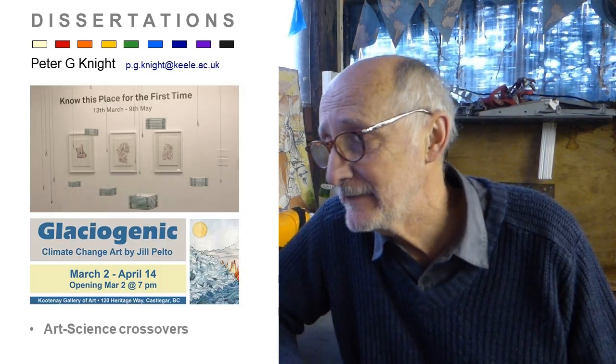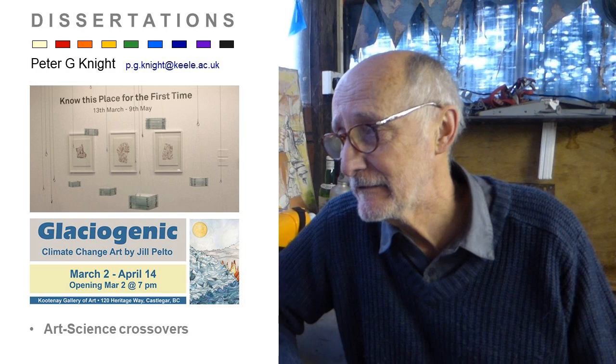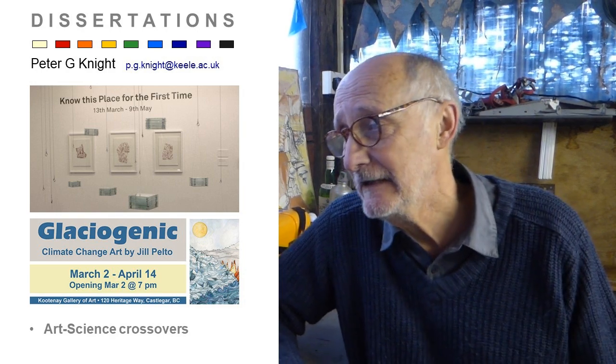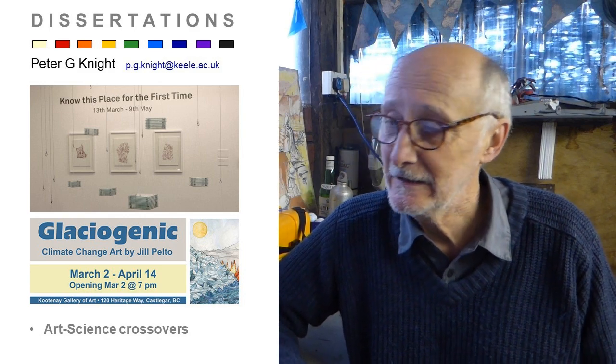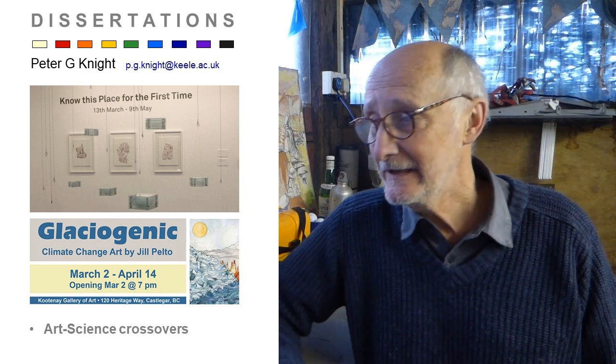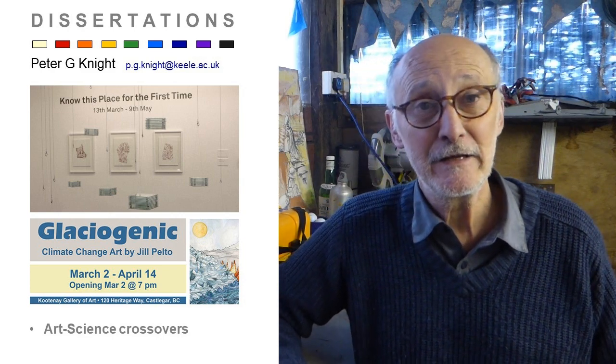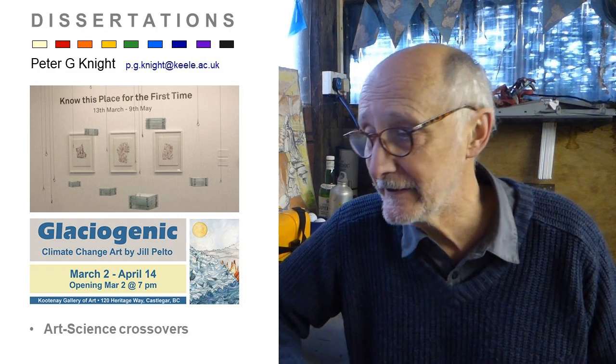Finally, an area where I've been doing some work recently and have supervised students both at undergraduate and at master's level is looking at how art and science can work together. For example, a number of students have done projects looking at how scientific topics, scientific ideas like climate change can be communicated more effectively using art than by using traditional scientific means of communication.